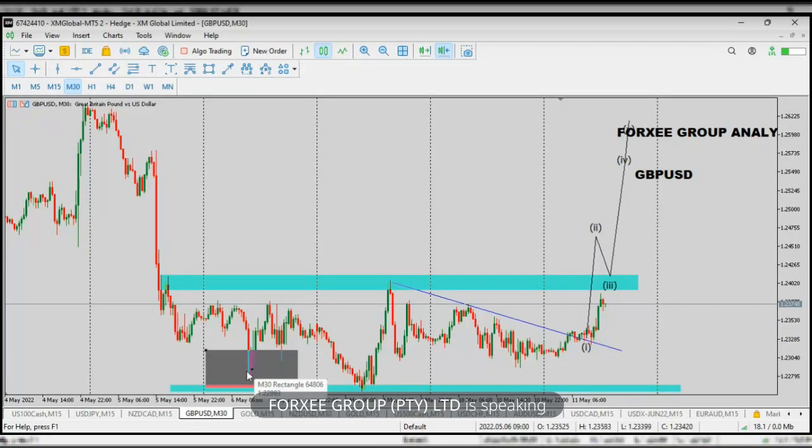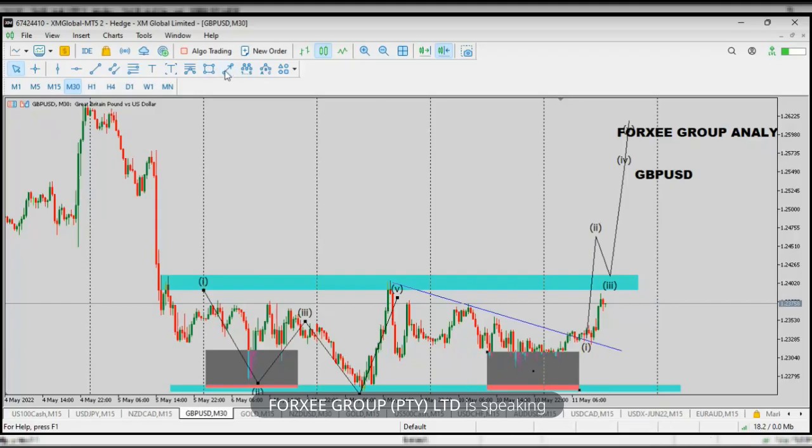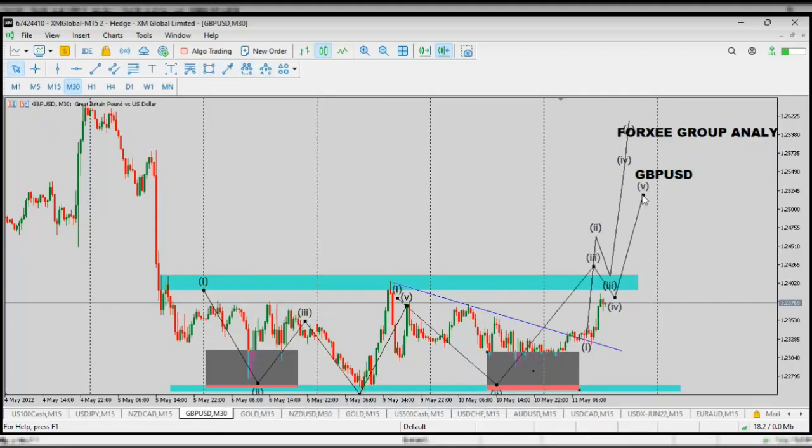You have a shoulder here, a shoulder here, and this is the head. So it's a head and shoulders: 1, 2, 3, and then 1, 2, 3, 4. That's what they're seeing right now: shoulder, head, shoulder.